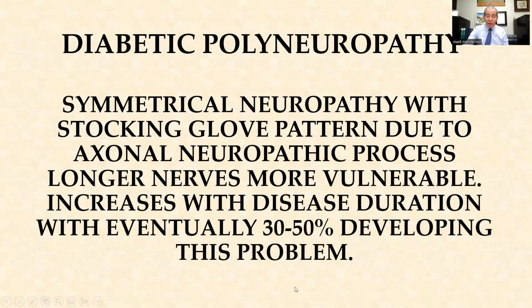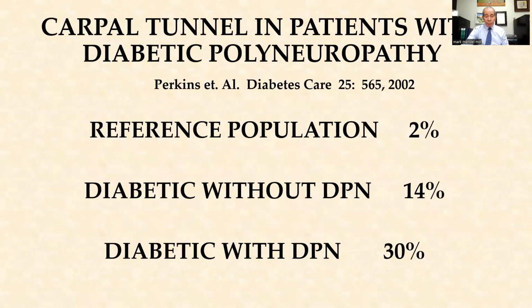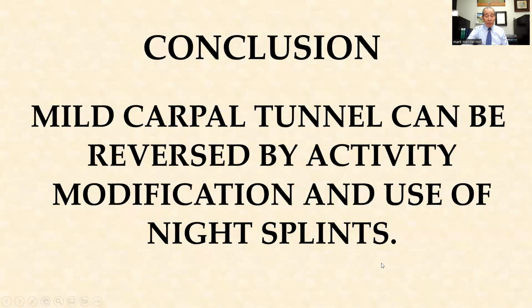And you should know that eventually, of long-standing diabetics, 30 to 50% are going to develop a diabetic polyneuropathy. And it should be noted that diabetic polyneuropathy has neither been caused nor aggravated by one's industrial exposure. So Perkins looked at all these factors: reference population, 2% carpal tunnel; patients diabetic, no polyneuropathy, 14% incidence of carpal tunnel; 30% incidence of carpal tunnel in patients with a polyneuropathy.